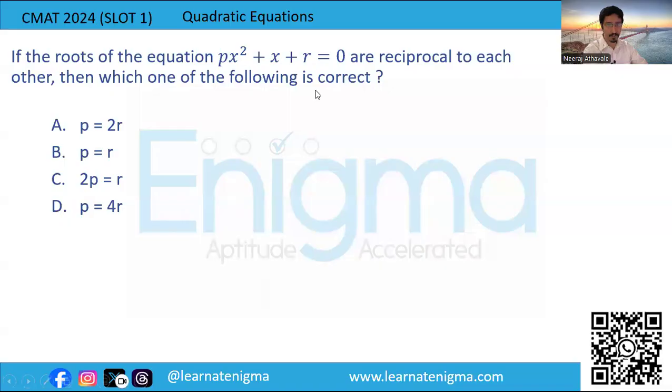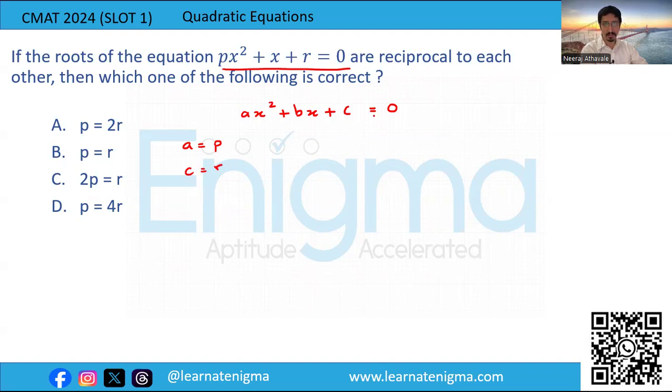Now, if we compare this given quadratic equation with the standard quadratic equation, that is ax² + bx + c = 0, we can say that a is equal to p and c is equal to r.